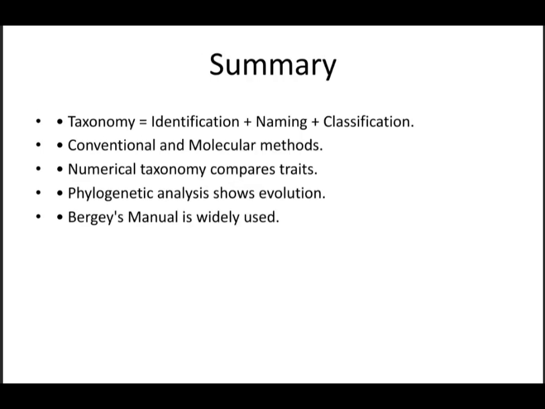Let's quickly revise today's chapter. We learned that bacterial taxonomy is the science of identifying, naming, and classifying bacteria. We discussed two approaches: conventional approach based on physical and biochemical characteristics, and molecular approach based on DNA and RNA. Then we learned about numerical taxonomy, where computers compare many bacterial characteristics to calculate similarity. After that, we studied phylogenetic analysis, which shows how bacteria are related through evolution. Finally, we learned about Burgess Manual, the standard reference book used by microbiologists around the world.